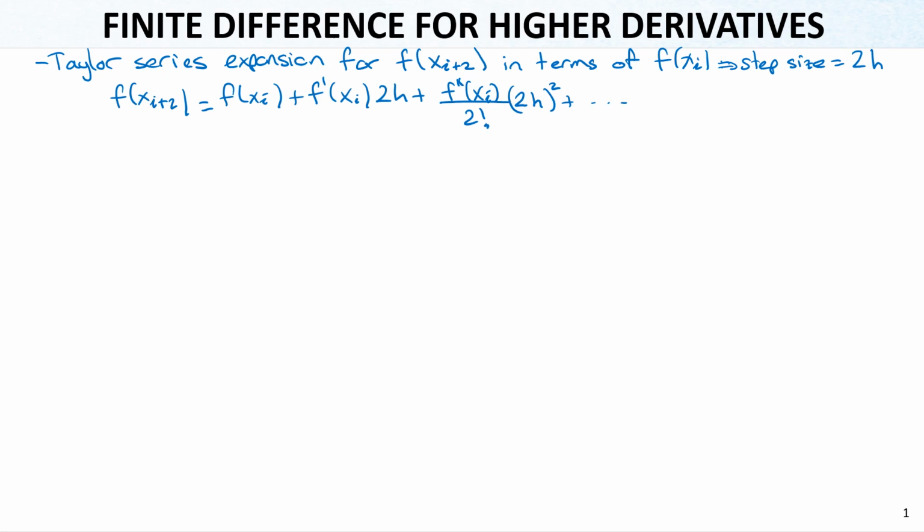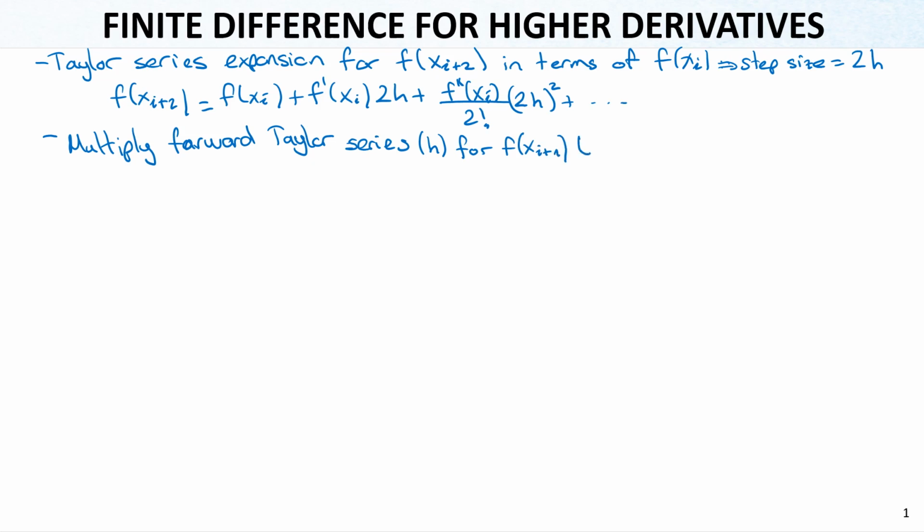So in other words, let's write it down. Multiply the forward Taylor series, for just step size of h for this one. That means for f xi plus 1, we will multiply this by 2 and subtract it from the Taylor series of f xi plus 2. Let's do that. We will simply make f xi plus 2 minus 2 times f xi plus 1.